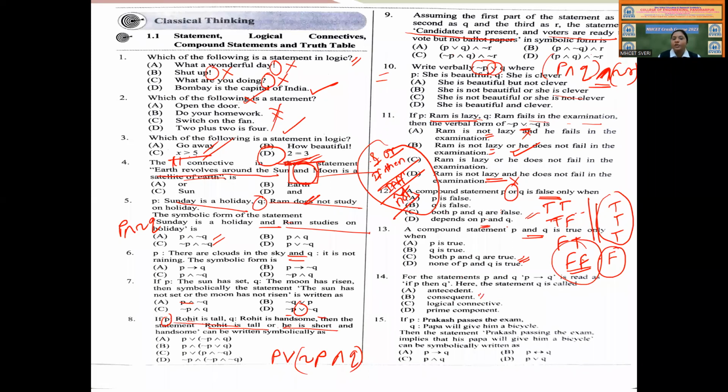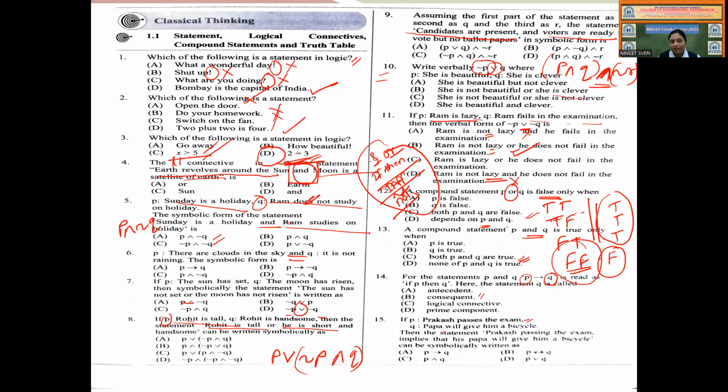For the statement P implies Q, that is, if P then Q, the statement Q is called? Option B. P is called the antecedent and Q is called the consequent. Remember, the one before is the antecedent and this is the consequent. So Q is the consequent.